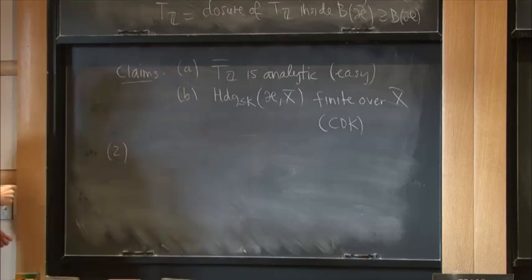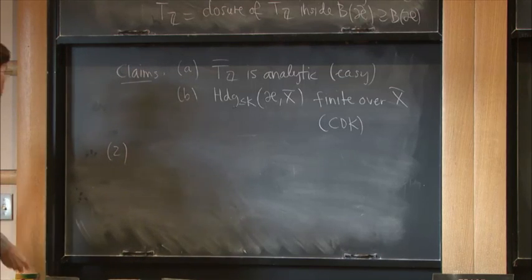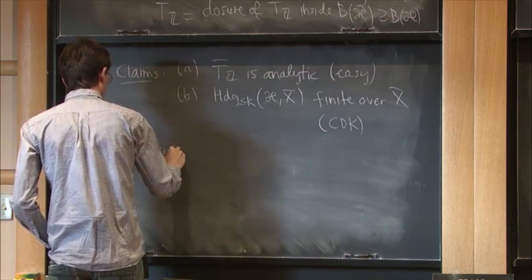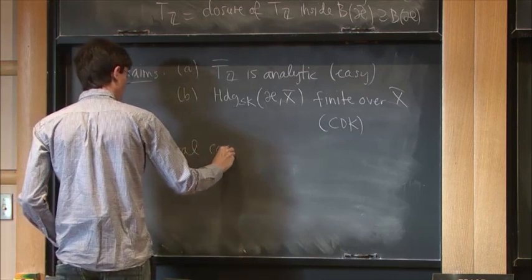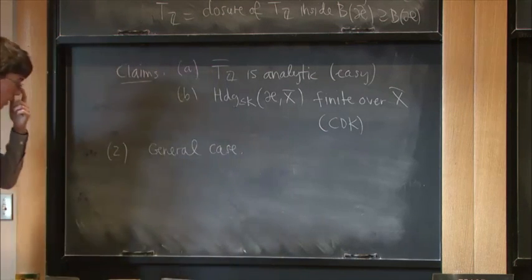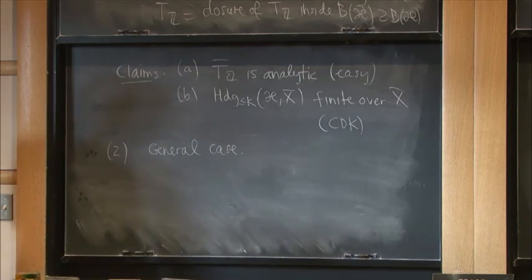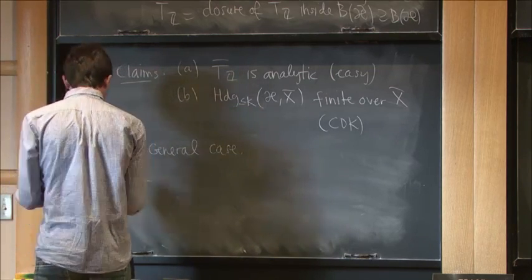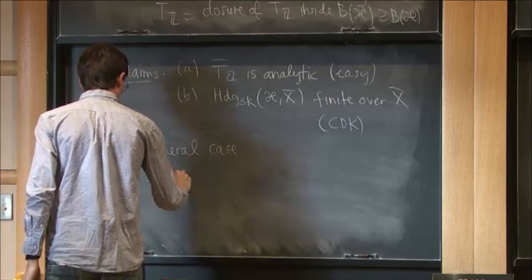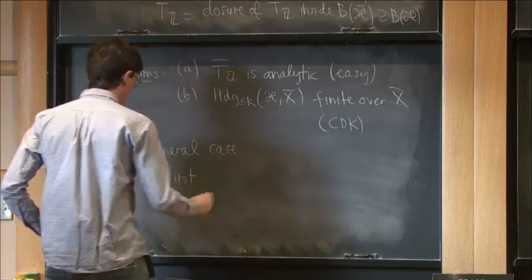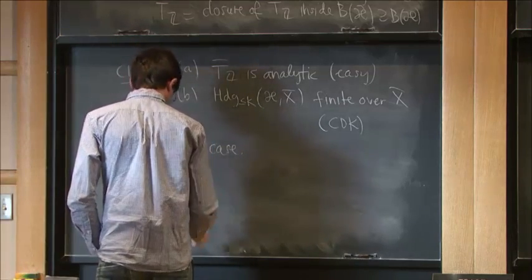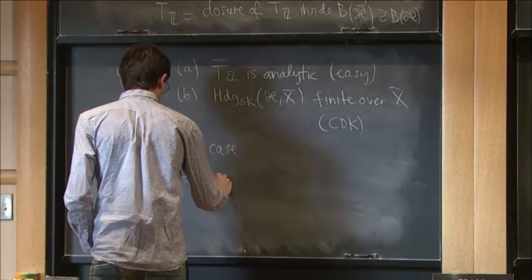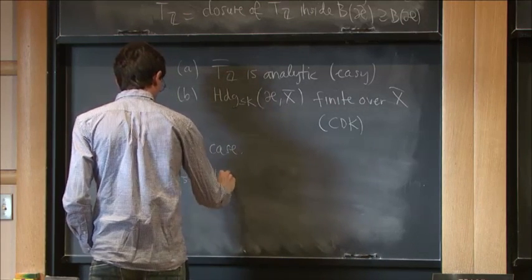Okay, and so this is how to do the normal crossing case. And then for the general case, you first take a resolution, so take a log resolution.